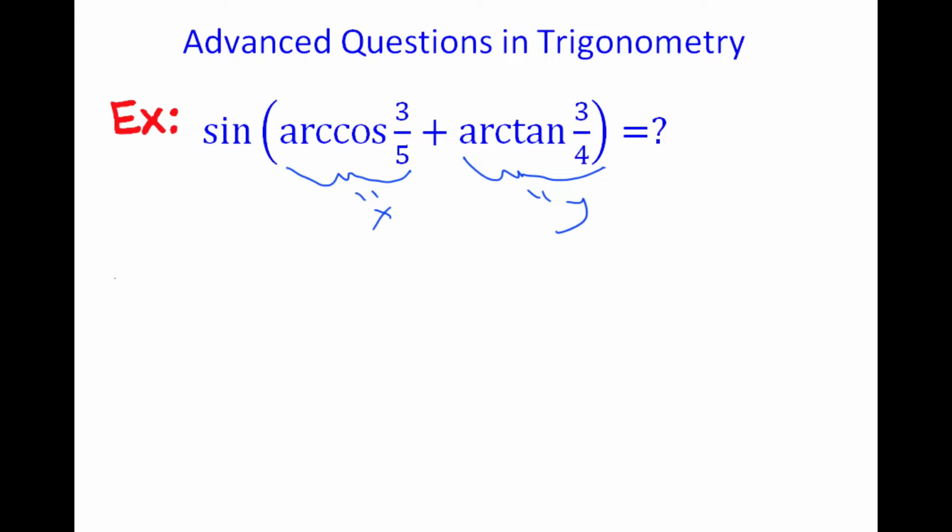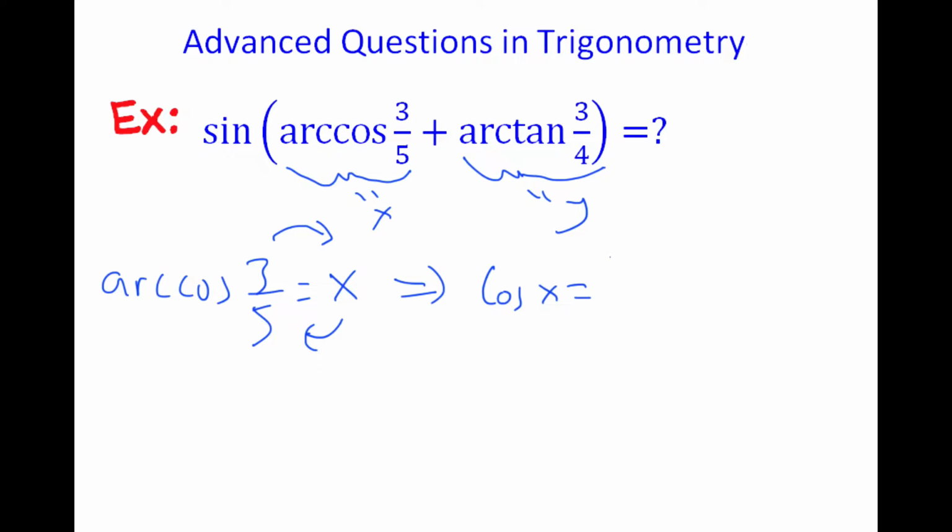So if we have arc cosine 3 over 5 as x, then if we switch those values, we're going to have cosine x, which is equal to 3 over 5. In the next step we will draw a right triangle. This is 90 degrees, and let's say this angle is x. So we're going to apply this cosine x, which is 3 over 5, on this right triangle.